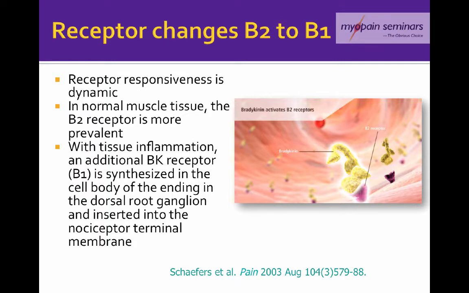So this is an example where the receptor responsiveness is very dynamic because it changes from a B2 to a B1 receptor. As I stated before, in normal muscle tissue, the B2 receptor is much more prevalent. But with tissue inflammation or with persistent nociceptive input, an additional bradykinin receptor is synthesized in the cell body of the ending in the dorsal root ganglion and inserted into the nociceptive terminal membrane. And this B1 receptor is much more sensitive to nociceptive input or inflammatory input.